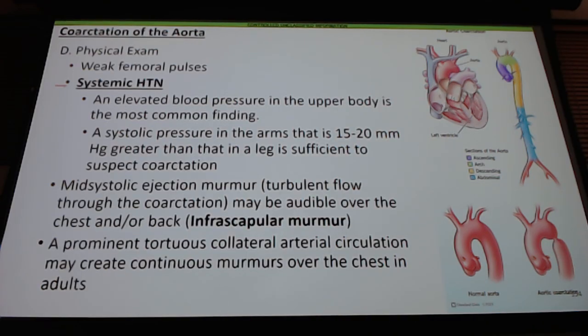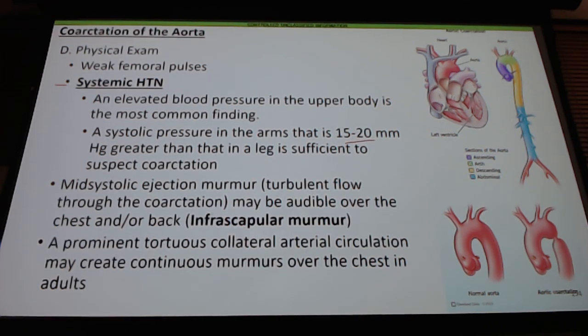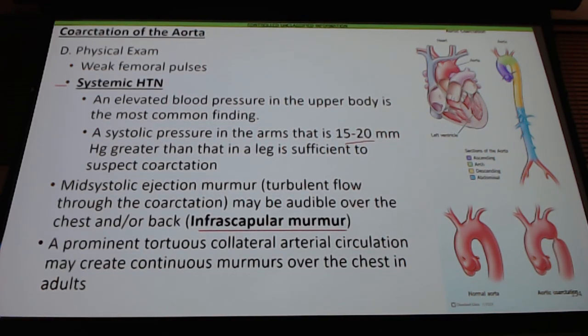So you may see some other conditions develop, but typically what you're going to see on physical exam is a systemic hypertension that's asymmetric, where the blood pressure is higher in the upper extremities, and when you compare to the lower extremities, there's at least a 15 to 20 millimeters of mercury difference in the systolic pressure. Other things on auscultation include an infrascapular murmur.